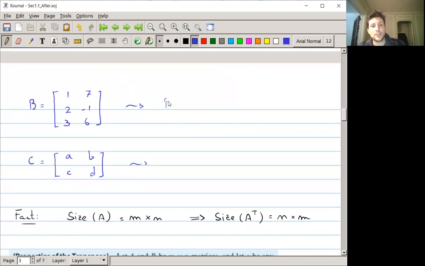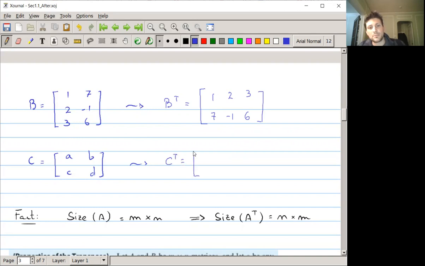So in these examples here, if I want to take the transpose of this matrix, well, let's see. The first column of B will become the first row of its transpose. The second column of B will become the second row of its transpose. Sorry about that.